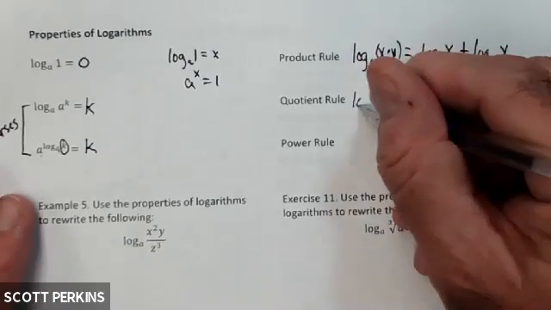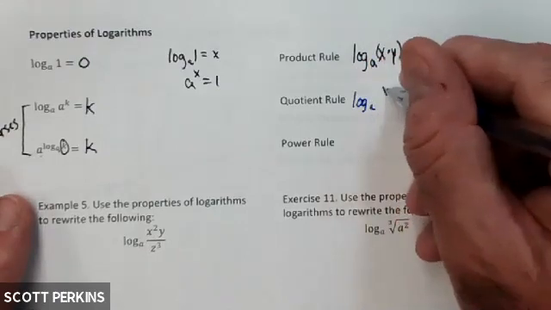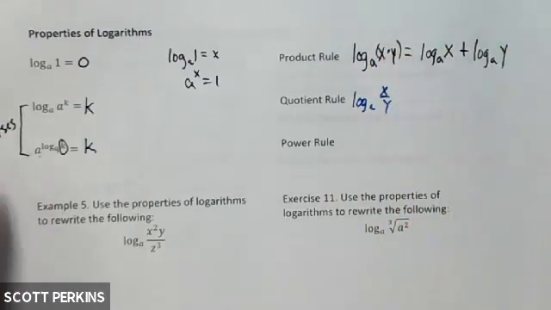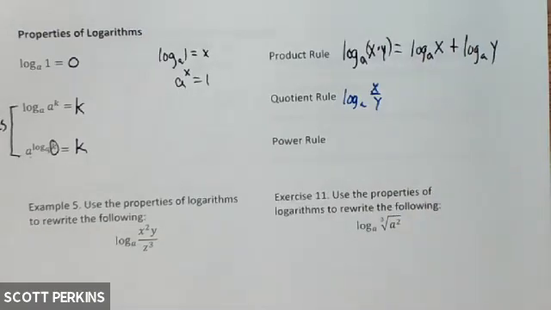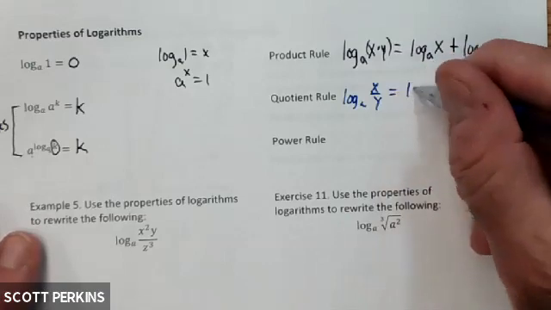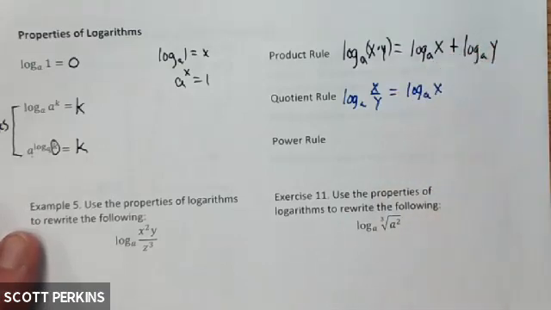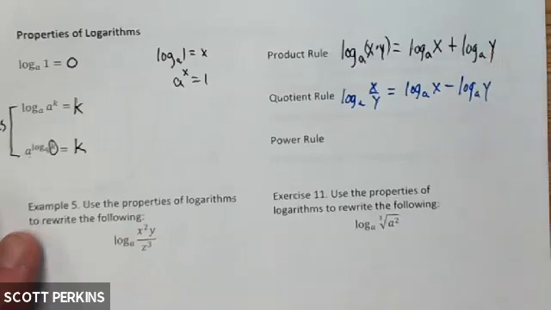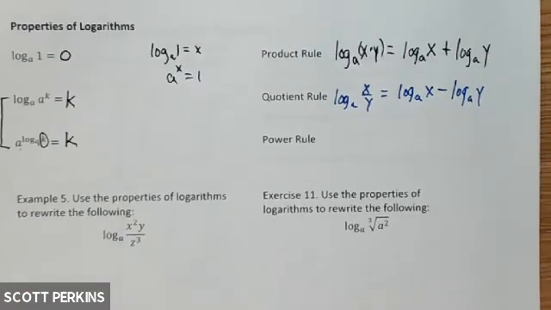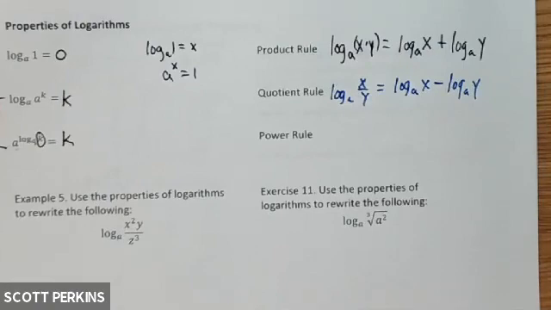If I have the log base A of a quotient, so X divided by Y, well, with my exponents, when I divide my bases, what do I do with my exponents? You subtract them. So the same thing is going to be true here. I'm going to take my first power, the log base A of X, and I'm going to subtract the second one, log base A of Y. And finally, the power rule.